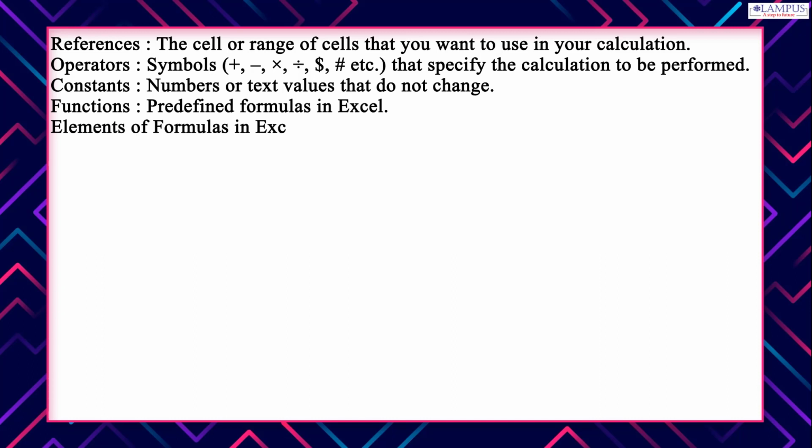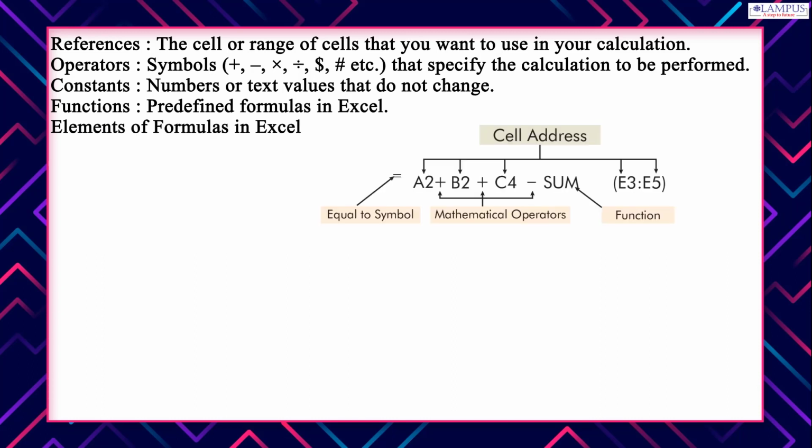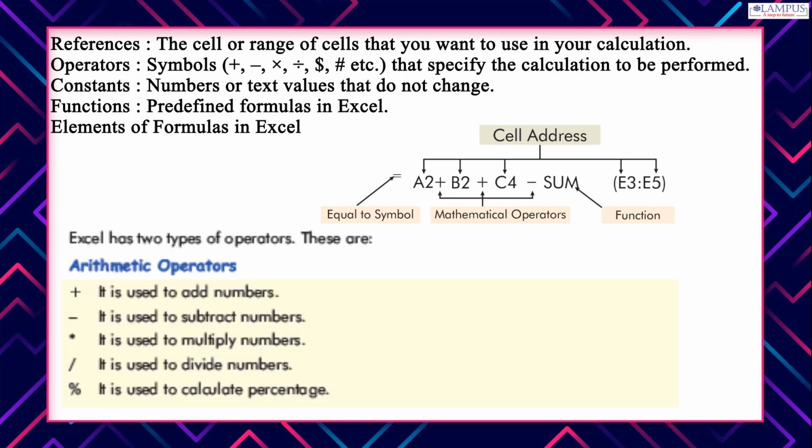Elements of formulas in Excel. Cell address, for example equals A2 plus B2 plus C4, or equals SUM(E3:E5). The equal to symbol, mathematical operators, and function. Excel has two types of operators.